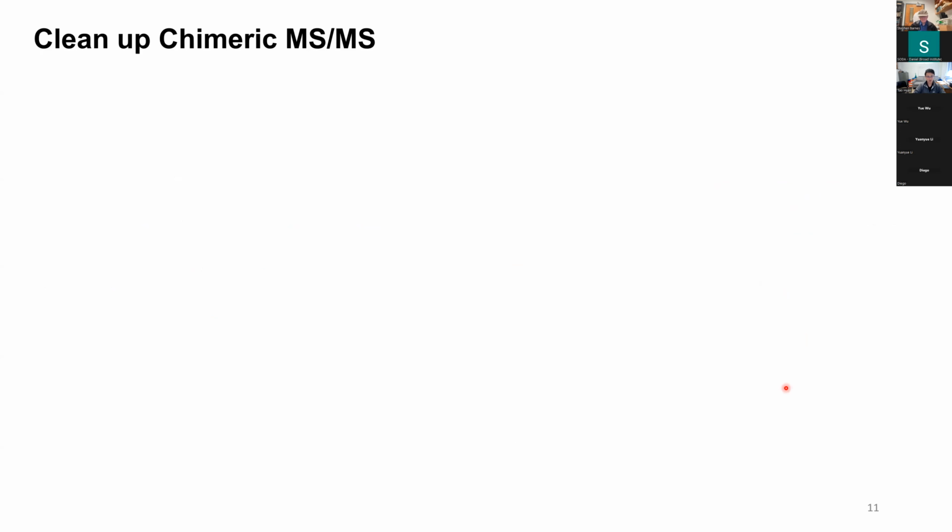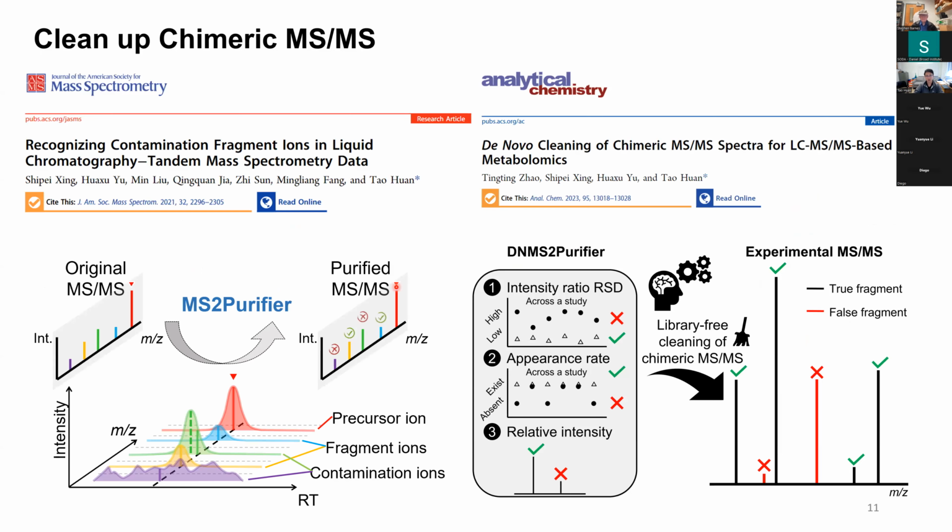And our lab is more focused on data-dependent acquisition. How can we clean up those MS/MS spectra? We published 2 papers in the past few years. The first paper was coincidentally published around the same time as DecoID, but we came from 2 completely different approaches. And the second paper was published more recently. So in the following, I'm going to introduce these research efforts.